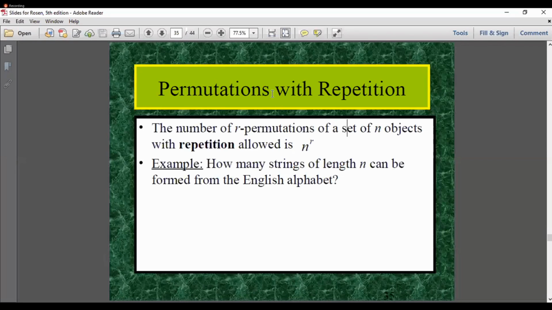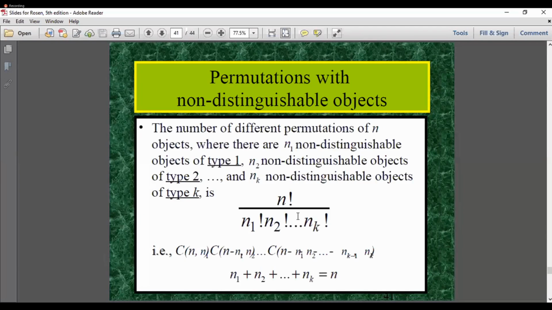Now, if permutation with repetition is n to the power r, then we also have this approach. Now make it clear, this is also permutation. This time, what is the difference we are having? It is mentioned that n1 non-distinguishable objects, n2 non-distinguishable objects, nk non-distinguishable objects. So what is a non-distinguishable object?